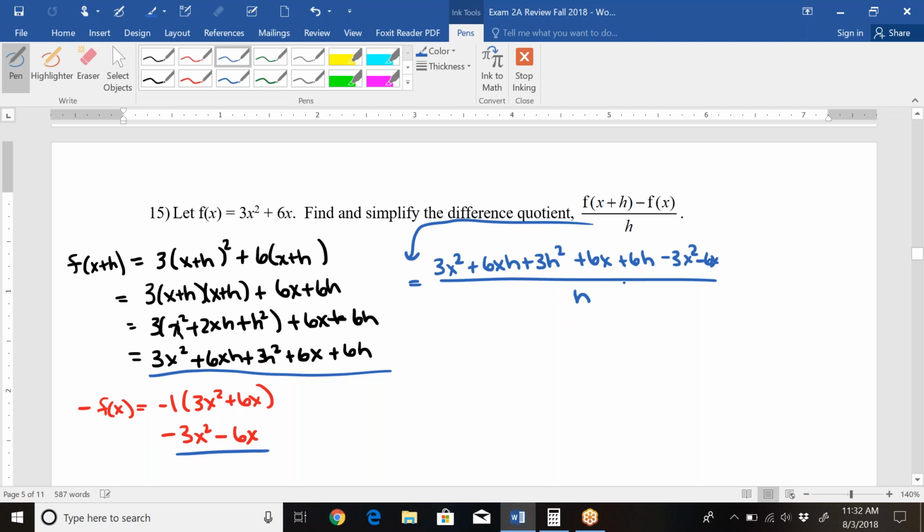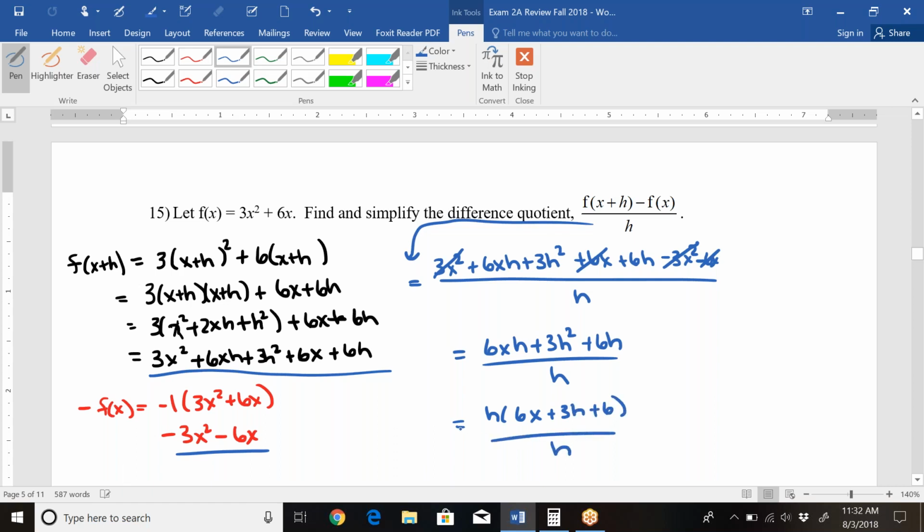So then if we combine any like terms, we notice that the x squareds are going to be the same but opposite signs, so they cancel out. So is the 6x and the negative 6x. So that leaves me with 6xh plus 3h squared plus 6h all over h. You'll notice that everything on top has an h, so we can pull it out to the front. Pull out one of the h's. And then that cancels with the h on the bottom, so my final answer is 6x plus 3h plus 6.